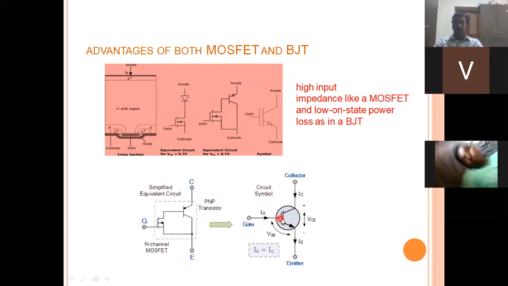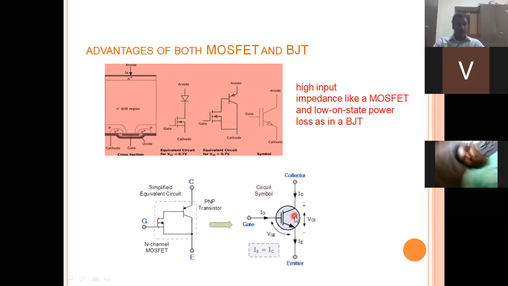The gate is insulated. You separately draw a line which represents the gate. To that you have a gate terminal, and the collector and emitter are like this, and the voltage applied between these is VCE. So this is the symbolic representation for the IGBT.